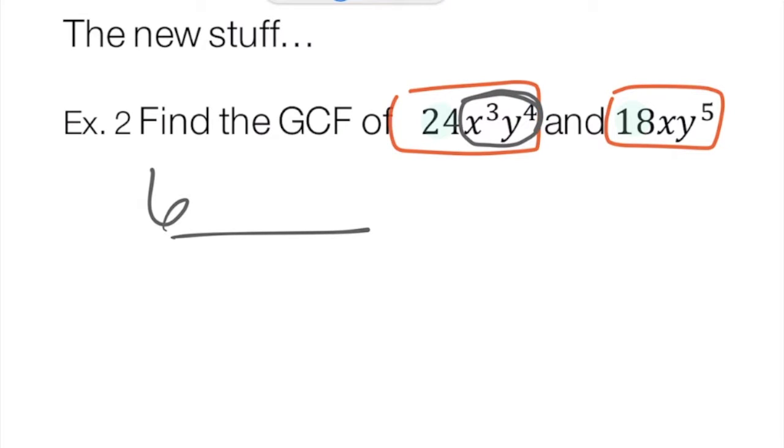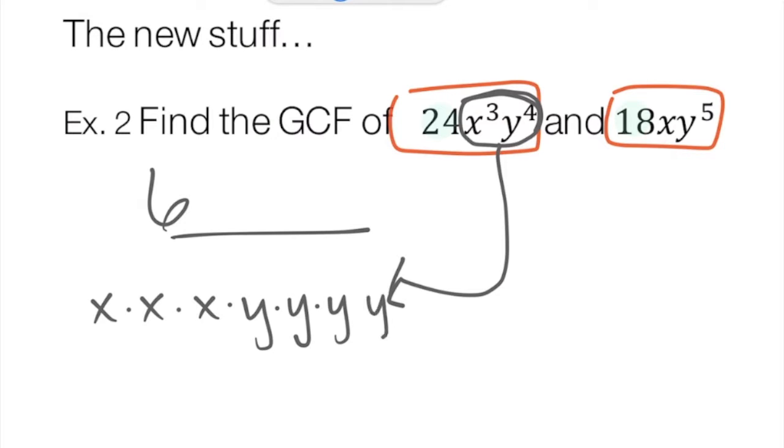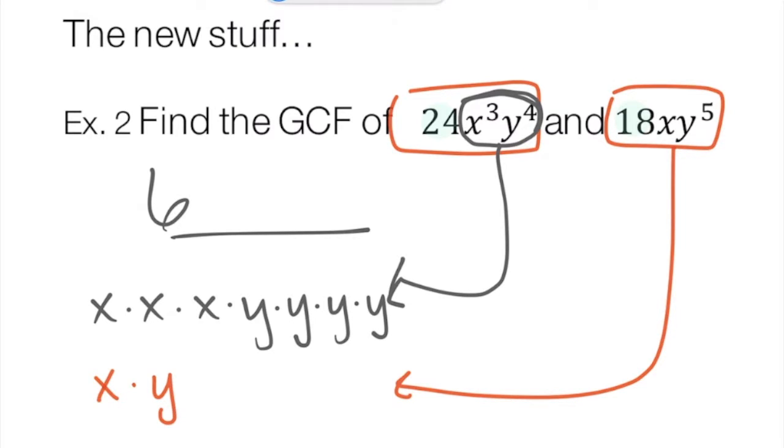Again, I think some of you will look at these and think, well, they both have this in common, and you can just go ahead and write that down. If it's not that obvious to you, then let's just think about a list of the factors. So x cubed would be the same as x times x times x, and then y to the 4th would be y times y times y times y. Then x times y to the 5th would be 1x, so x times, and then we've got y multiplied by itself 5 times.